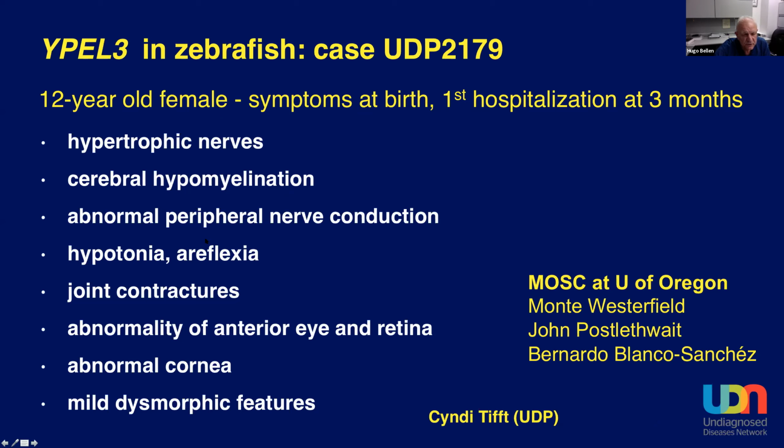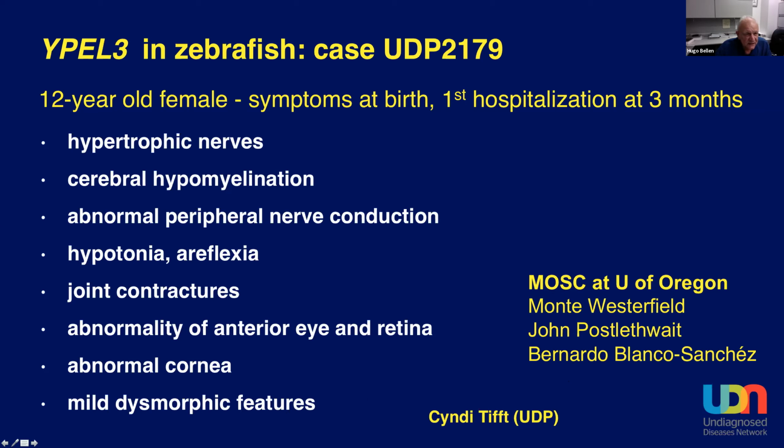abnormal peripheral nerve conduction, hypotonia, and a series of other phenotypes that are shown here, including an abnormal eye and retina, abnormal cornea, and mild dystrophic features. This project was pursued by the MOSC, more specifically the zebrafish MOSC, by Monty Westerfield, John Postlethwaite, and their postdoc who did most of the work, Bernardo Blanco Sanchez.